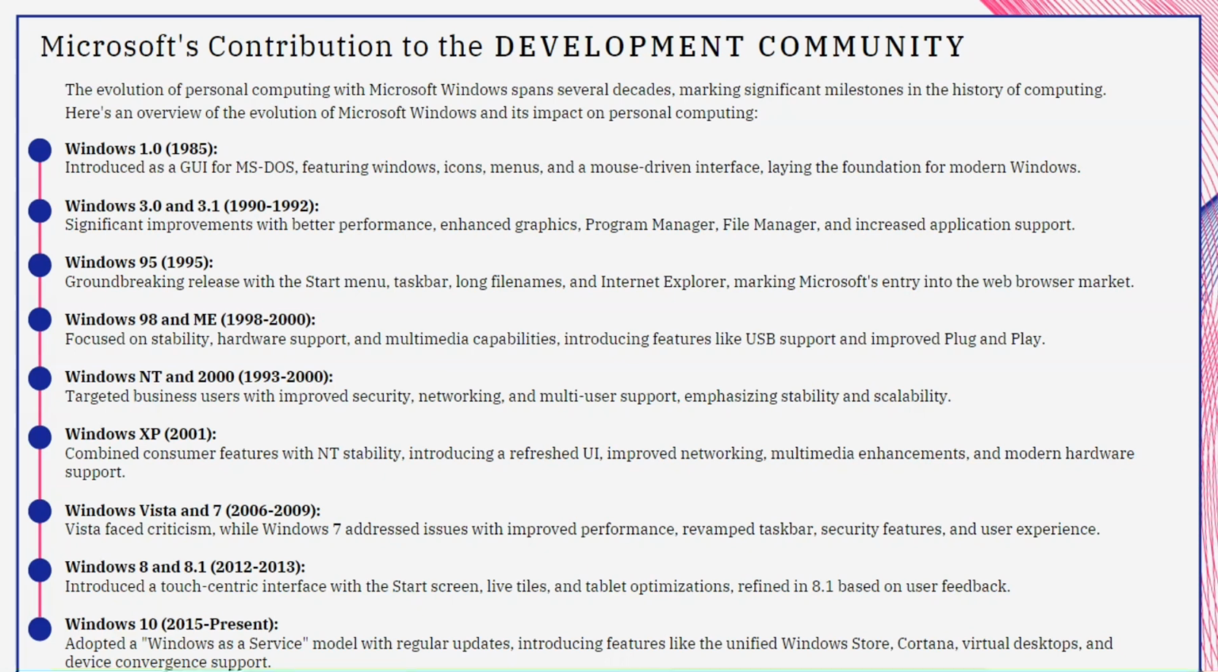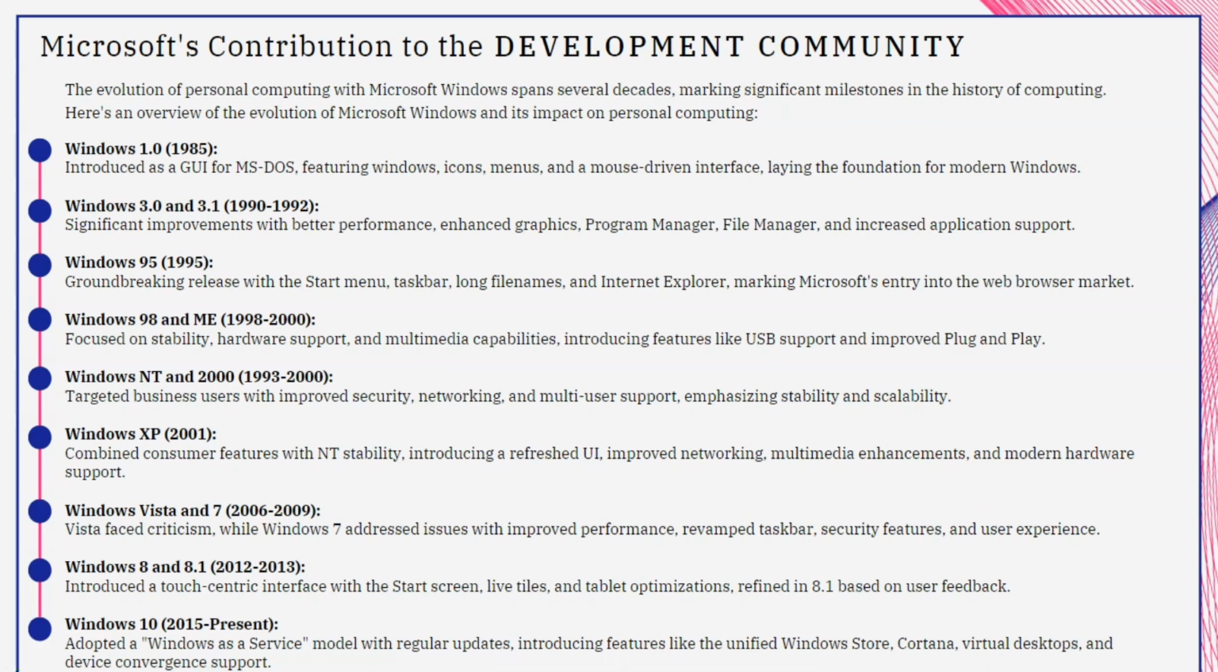First, we have Windows 1, which was in 1985. We mentioned it in the beginning of this lesson. Here they introduced the graphic user interface for MS-DOS, featuring windows, icons, menus, and a mouse-driven interface. This laid the foundation of the modern Windows that we know.